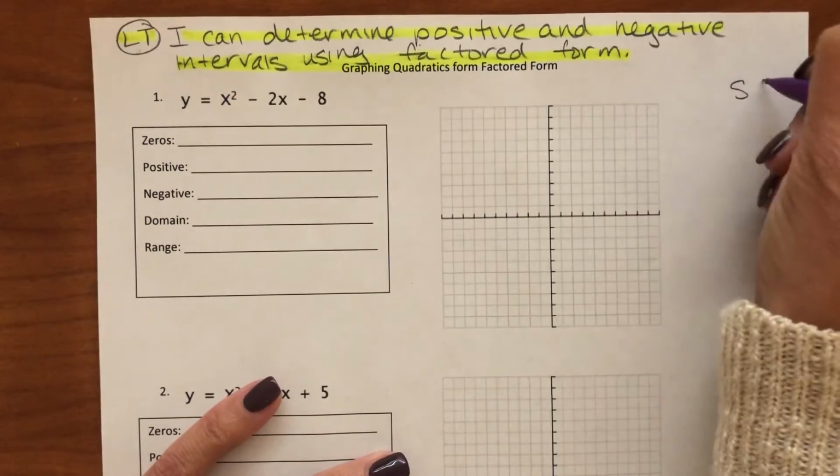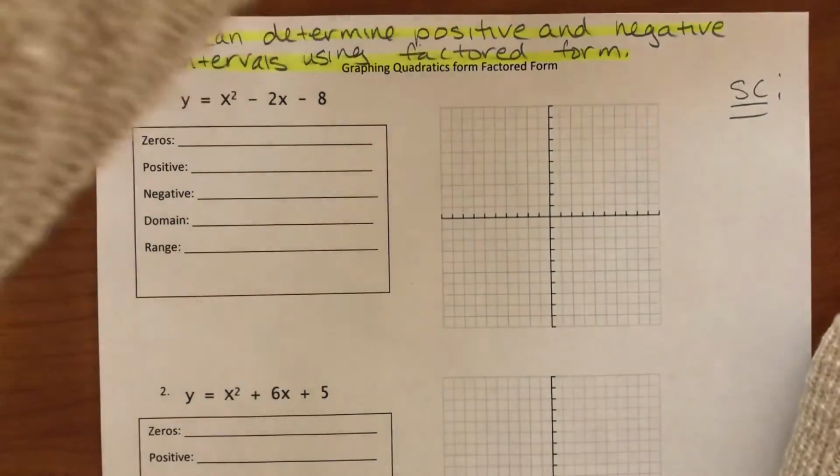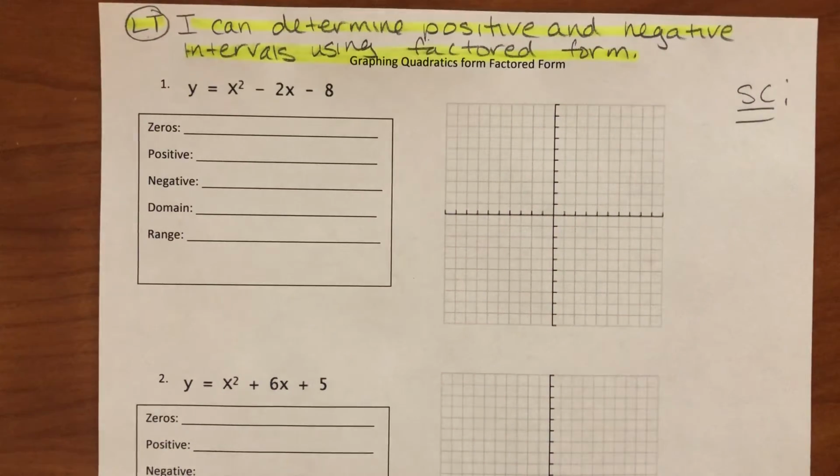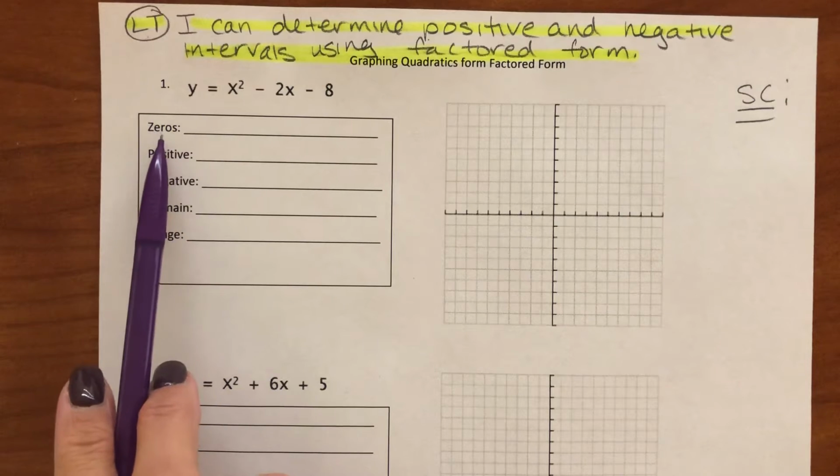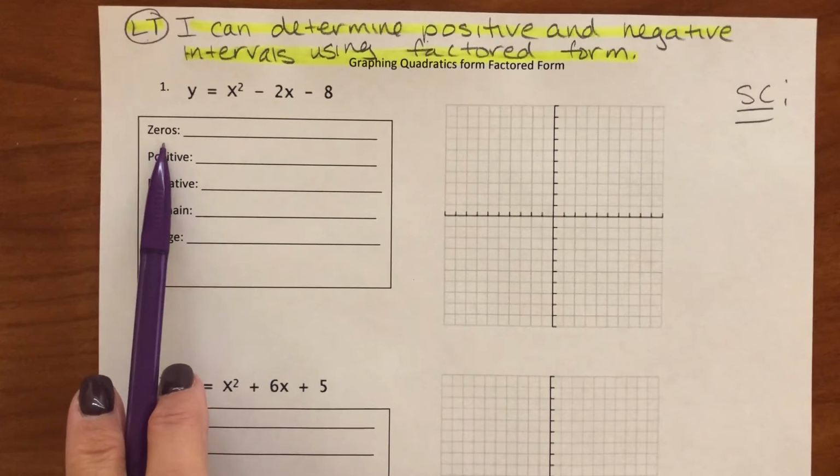Okay. So let's get started here. All right, so first we need to find the zeros. So that's what we just learned how to do. How do we do that?